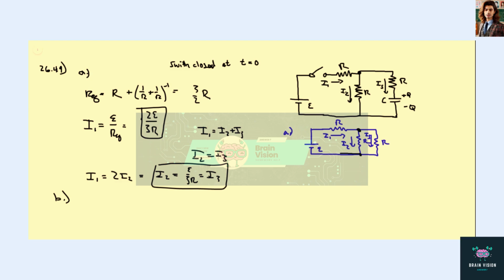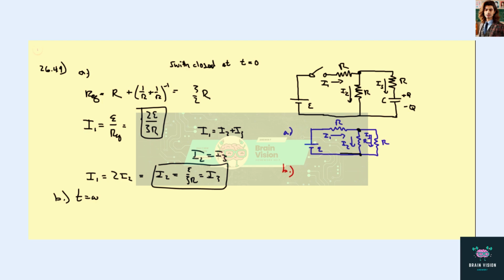Move on to part B now. Part B says we're now at time equals infinity. The currents can then be determined by analyzing a simpler circuit. Identify the circuit and implement it, finding I1, I2, and I3.